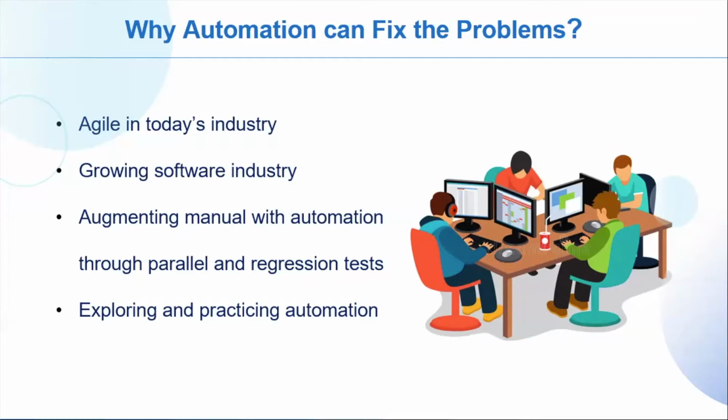So that leads me on to the second part, which is why automation can fix these problems. This is a question that I'm always asked when my team and I go to a new business or a new company and speak to a CTO or an executive on their DevOps or automation strategy. And this is so common, but how I answer these questions is agile in today's industry.